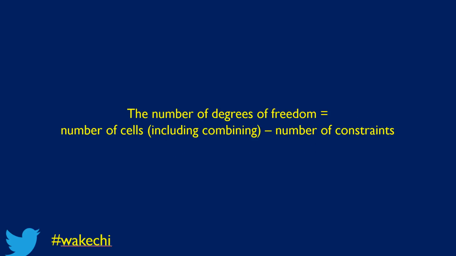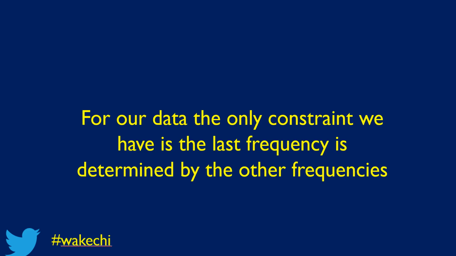Now what we have to do is take the number of cells, which includes any combining we've done with the data if the expected values have fallen below 5, which is not a problem in the example we're doing, but just bear that in mind. And we take away the number of constraints. In the case of discrete uniform distribution, there's only one constraint. So the only constraint is that the last frequency is determined by the other frequencies. And that's the case with all discrete uniform distributions.